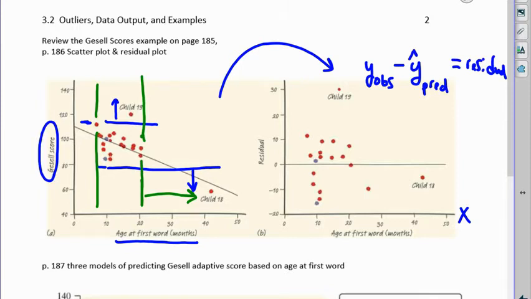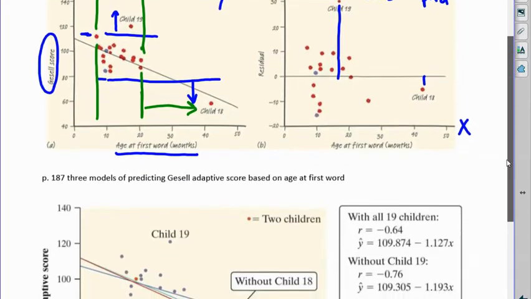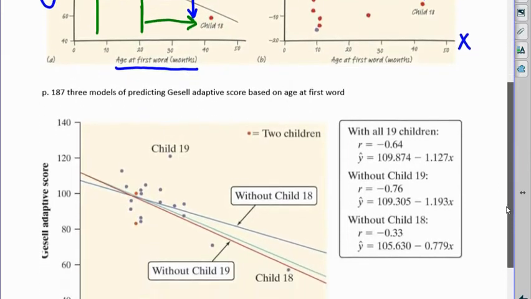When I look at those, child 19 has a really large residual. That's kind of problematic. Child 18 does not have a very large residual. But as we learned from the other page, x outliers tend to be really influential, and let's see what happens. So someone would need to run this model with all the children.